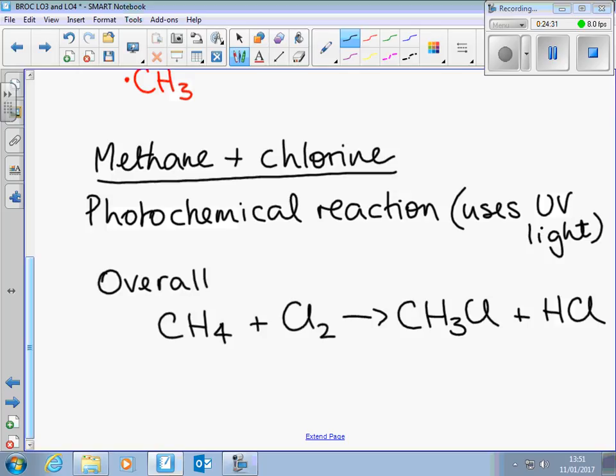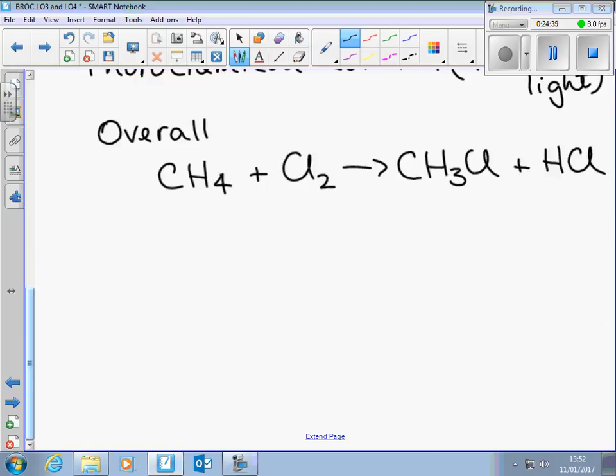But there are stages that this happens in. That doesn't show us the mechanism at all. So the mechanism is now what we need to do. And I think I've probably got to stick on this one page now.